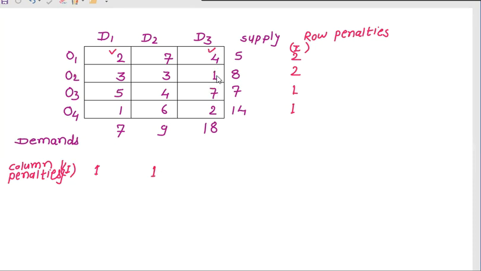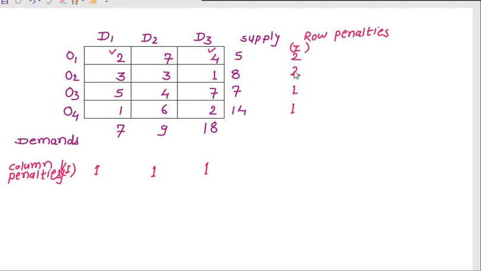Third column, lowest entry is 1, second lowest is 2, 2 minus 1 is 1. So we have calculated penalties for each row and column. Now we select the row or column having the largest penalty. So the largest penalty is 2, because the largest penalty occurs in 2 rows.